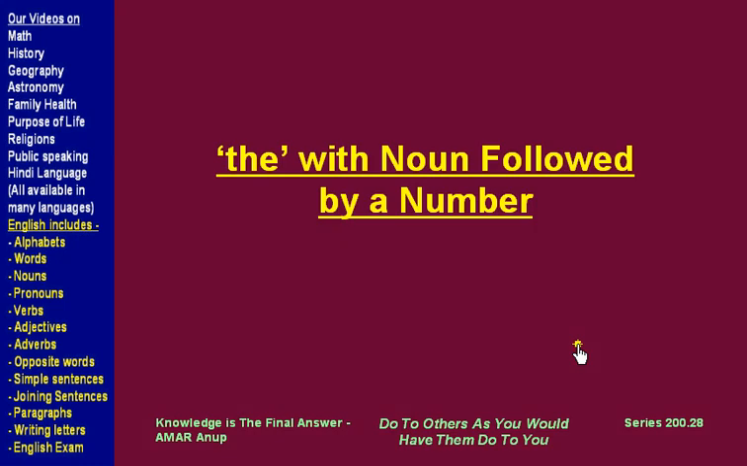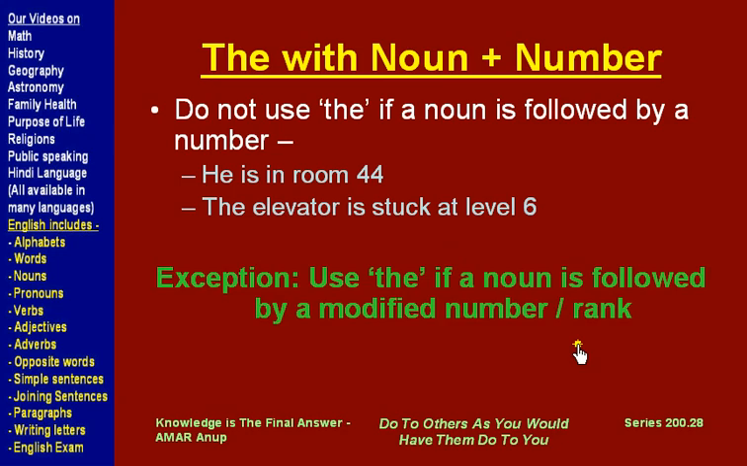Now what about use of "the" with a noun that is followed by a number? See, the lecture is becoming more and more interesting. Do not use "the" if a noun is followed by a number. He is in room 44. The elevator is stuck at level 6.